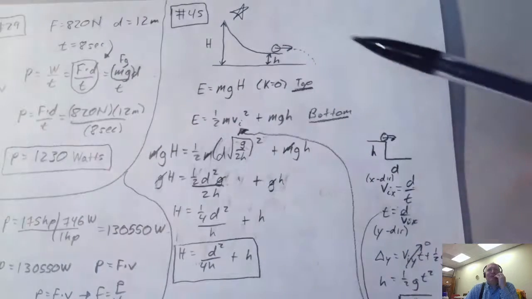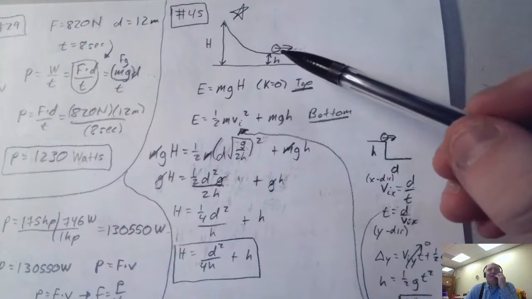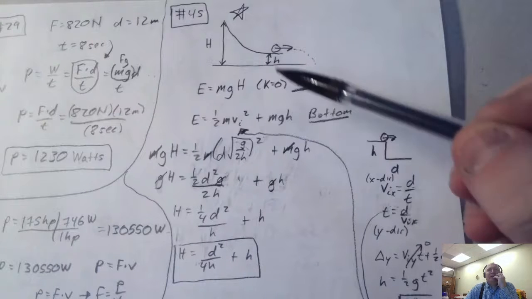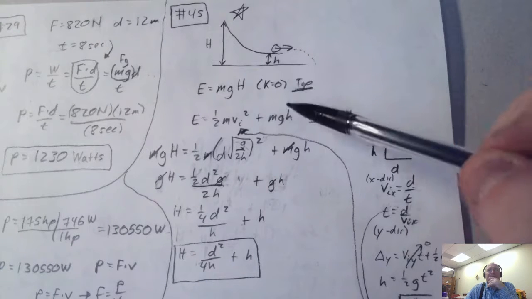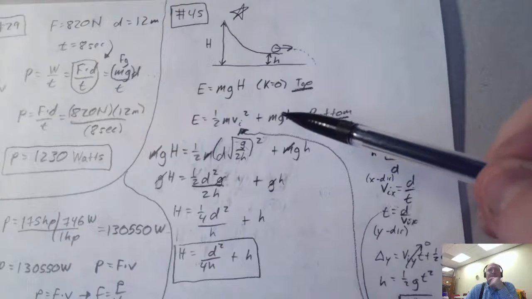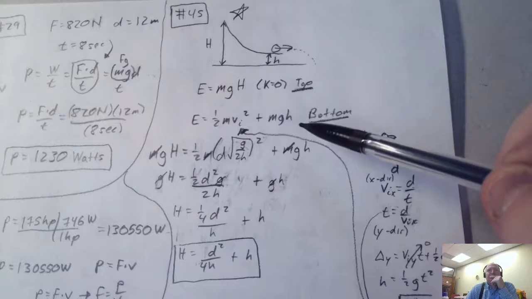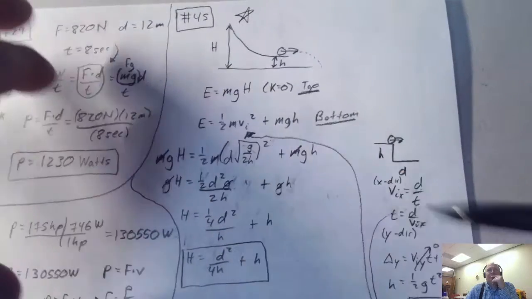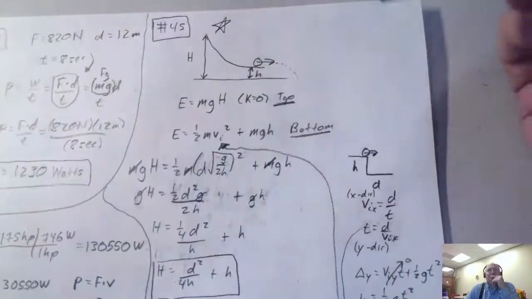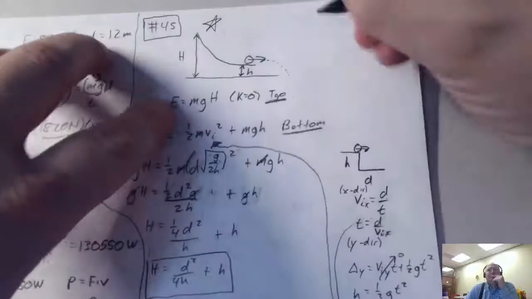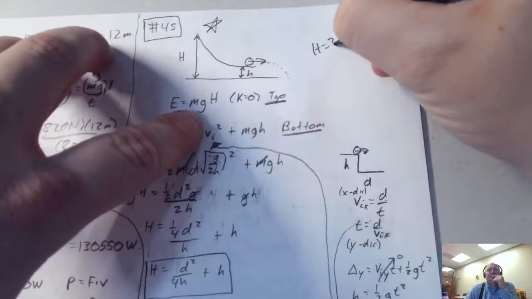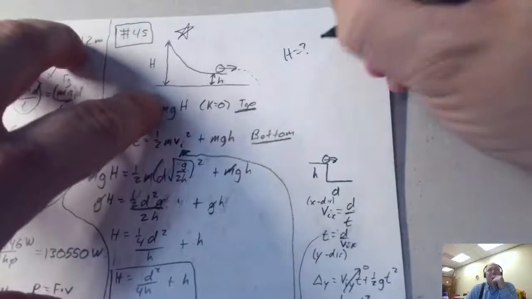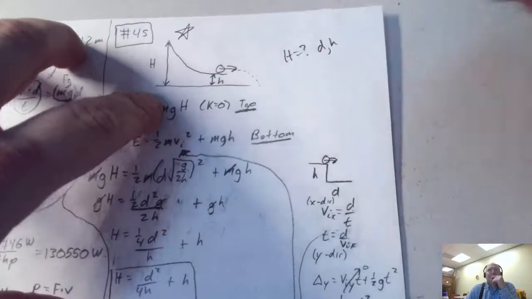So you have your kinetic energy, which is 1/2 mass v squared, plus whatever your potential energy is left, because you're not all the way down at the bottom. If you're all the way down at the bottom, there is no potential energy, but in here we have mg lowercase h. This is our equation right here, and what we're trying to do is set up what is big H, how high you have to be up there, in terms of D and h only.